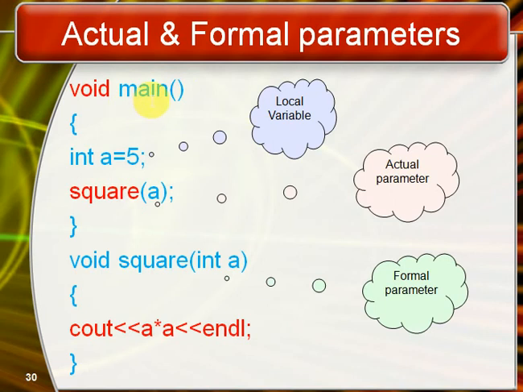Here is a programming example highlighting actual and formal parameter. In the main function, there is a variable with an initialized value. Square a is a function call with a parameter a, and that a is the actual parameter of the function. Then control will transfer to the definition of this function, that is void square int a. Now this argument is called formal parameter. In the function definition, the argument used is the formal argument or formal parameter, and the argument used in function call is the actual argument or actual parameter.